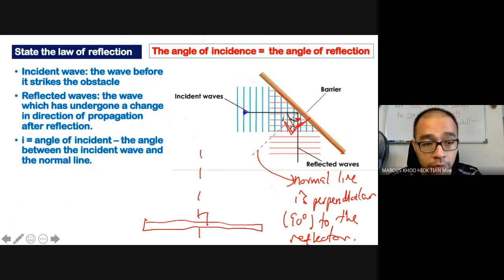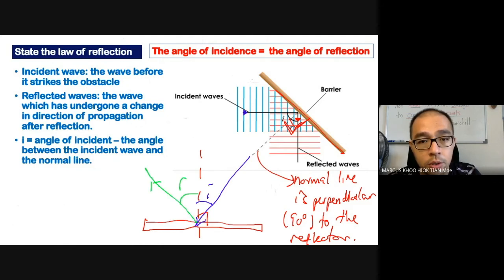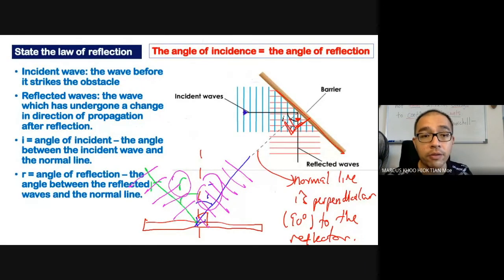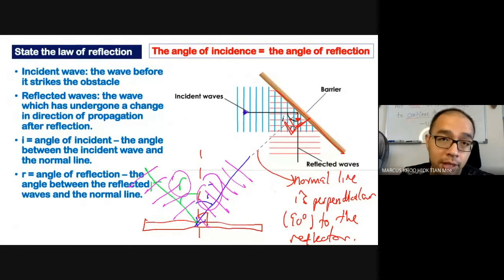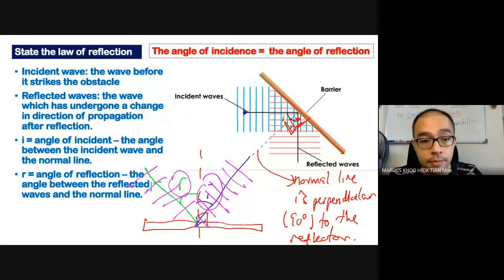And then the law of reflection tells us that the incident angle, I, is always equal to the reflected angle, here R. So you have the waves. The blue line is basically just following the wave front. So this is the wave front. After it reflects, the wave will go this way. So we know that these two angles must be the same. R is the angle of reflection, which is the angle between the reflected waves and the normal line.